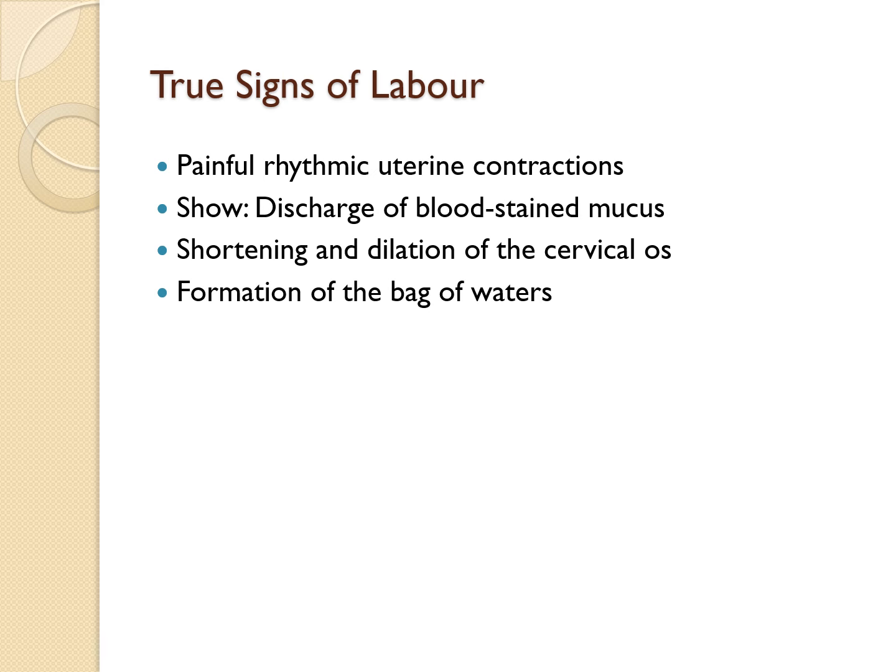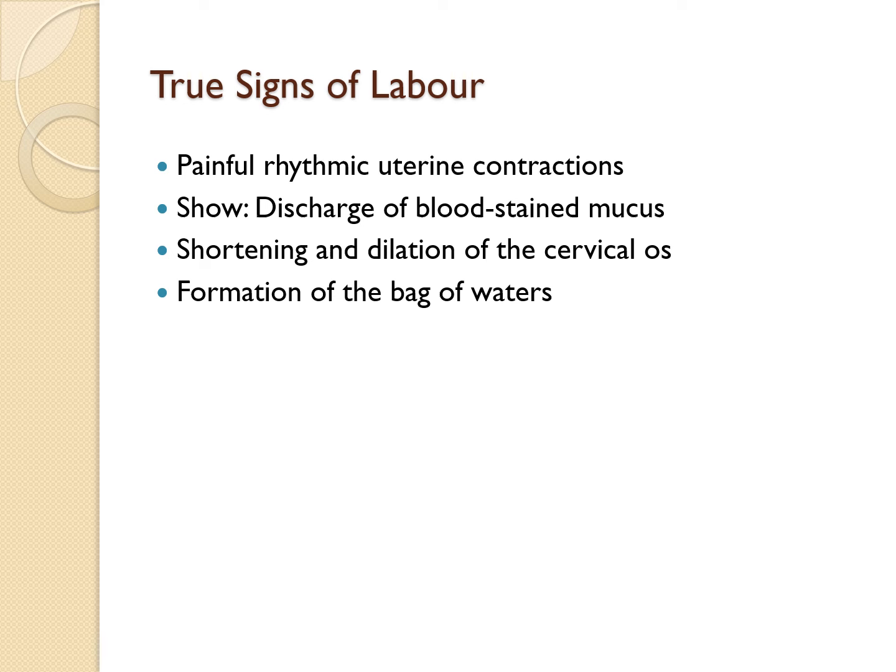Now, for true signs of labor, you're going to notice that there are painful rhythmic uterine contractions, and these contractions are characterized by tightening, discomfort, actual pain felt, and the uterus feels hard to touch. Contractions are more frequent and longer and felt in the abdomen. Then there is a show which is present. So a discharge of blood-stained mucus from the cervical mucosa.